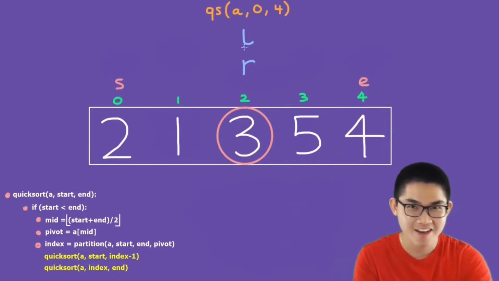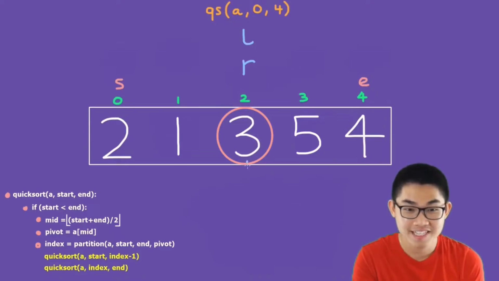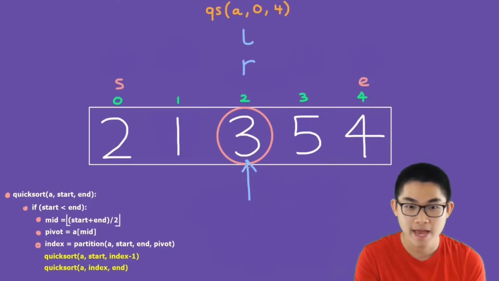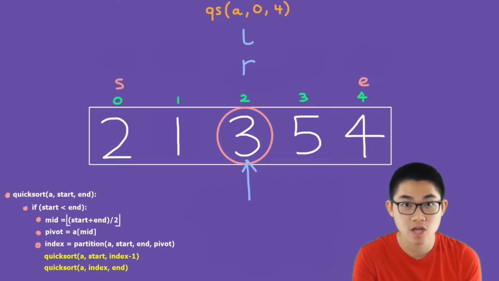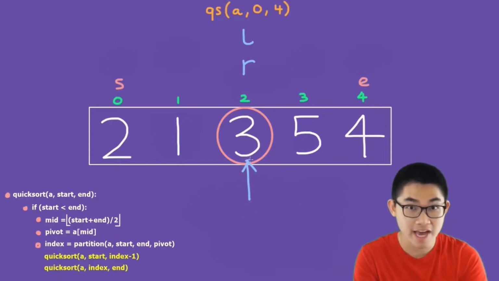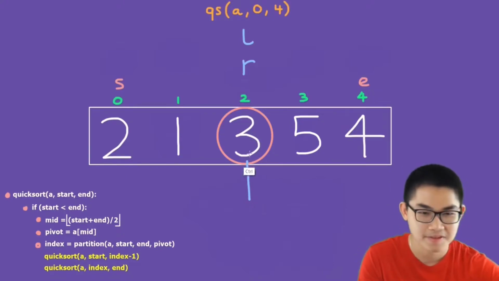Okay, so we look at L again and we say, hey L, look at this number. Is this number smaller than the pivot, which is 3? And L says, no, 3 is not smaller than 3. And so we say, okay L, just stay there.